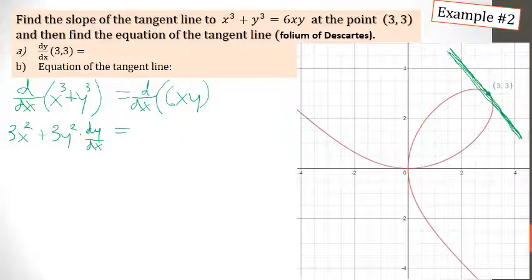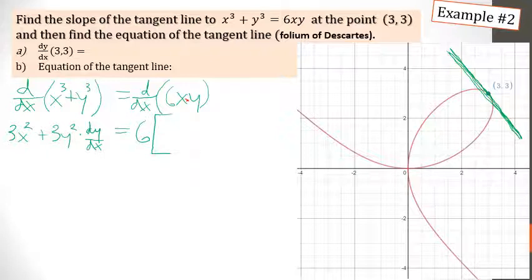This one is the product rule, because we have 6, which is a constant, so that doesn't matter. But then we have x times y here. See it, x times y. So we are going to have to use the product rule.